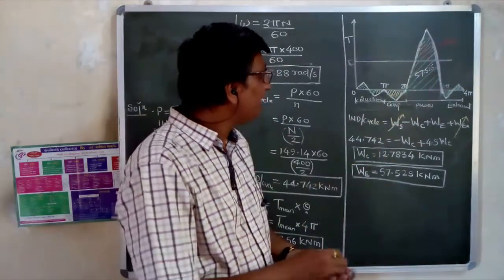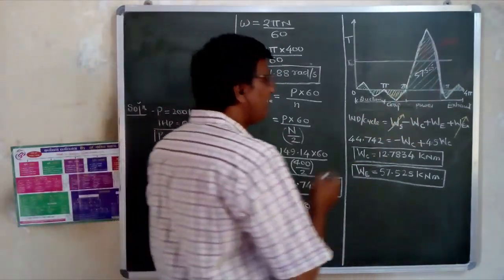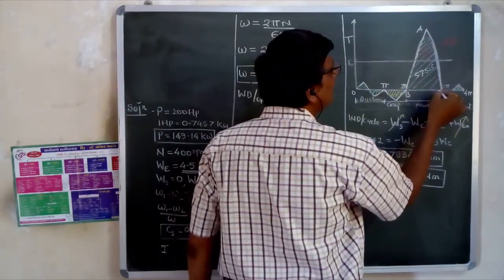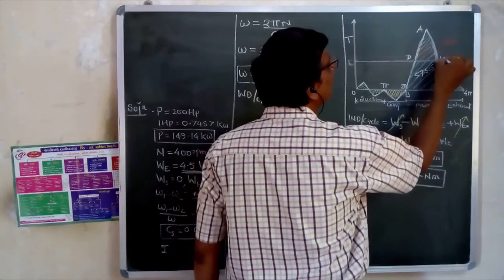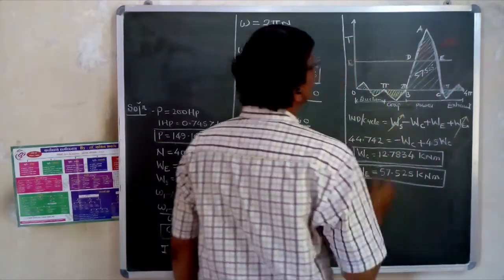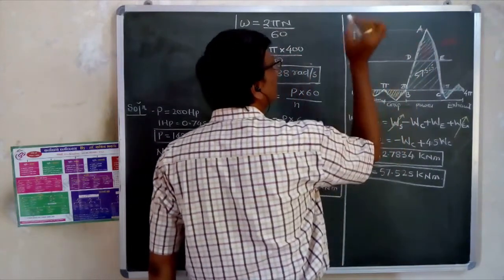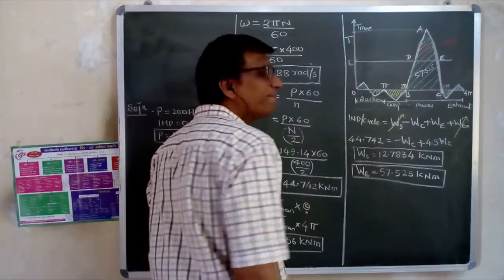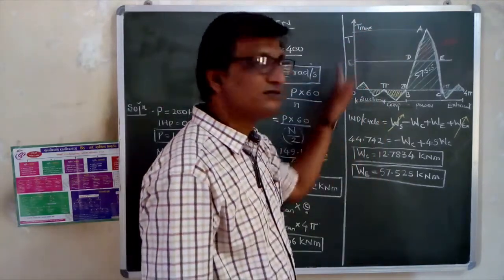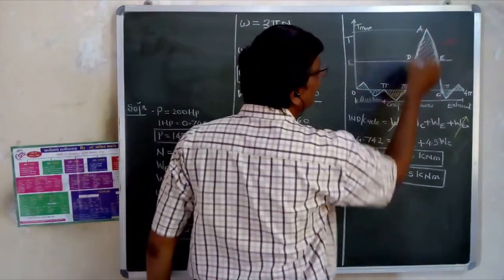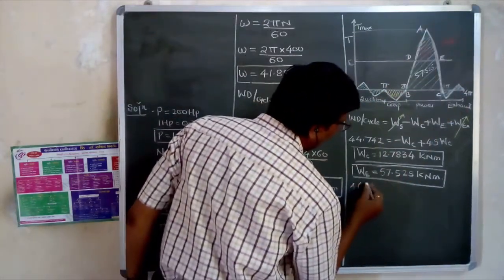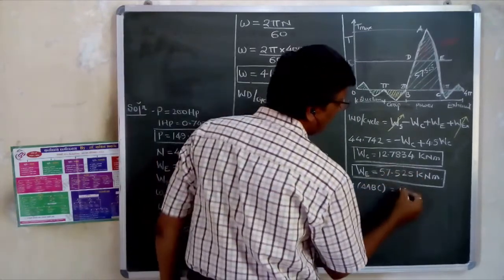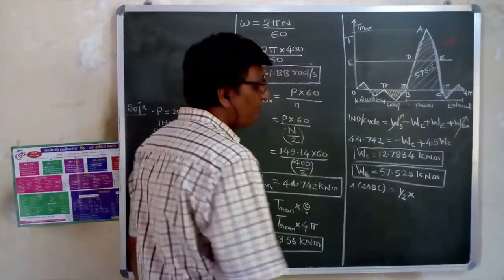As I got the area of this triangle, how can I find the maximum torque? Let us name this triangle A, B, C, E. This is the maximum, this is T max, the maximum torque. So what is the area of triangle ABC? Area of triangle ABC can be taken as half into the base. Base is BC.